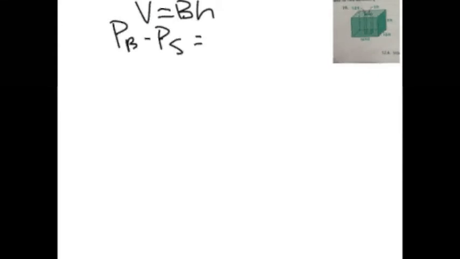As you know, the first thing you always do is write the formula, which is volume equals the area of the base times the height. But this one is a little bit different. You have to do a roadmap, which is going to be the volume of the big prism minus the volume of the small prism gives you the volume of the big prism without the small prism inside.